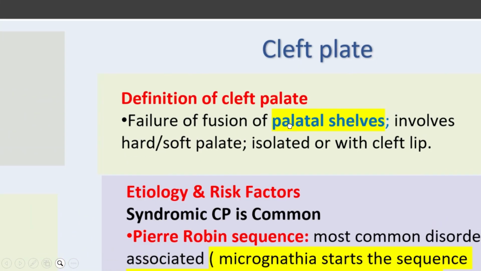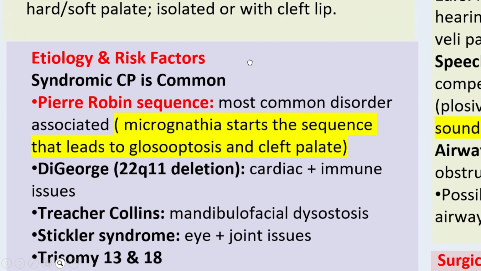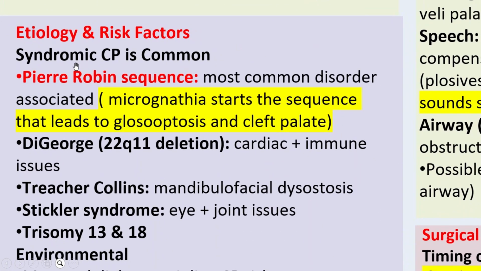So when we look at cleft palate now, cleft palate is going to occur due to failure of fusion of the palatal shelves, and it is going to involve the hard with the soft palate, or it can be isolated, or it can occur with a cleft lip. And the epidemiology and risk factors, syndromic cleft palate is the most common.